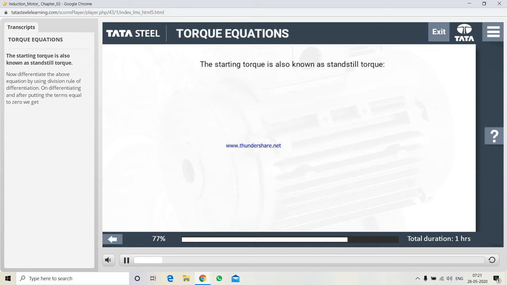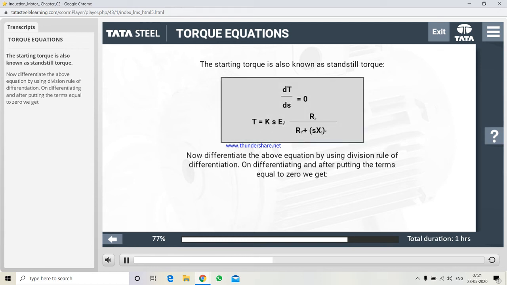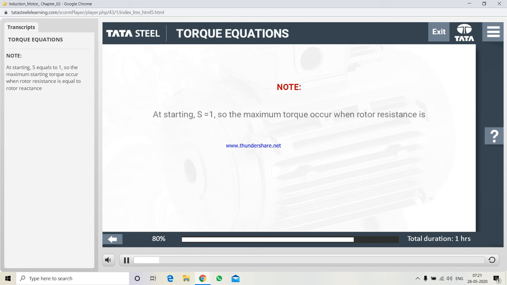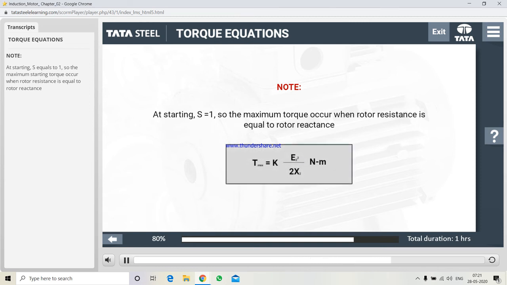The starting torque is also known as standstill torque. Now differentiate the above equation by using the division rule of differentiation. On differentiating and after putting the terms equal to 0, we get the following. Click Next to continue. Note, at starting, s equals 1, so the maximum starting torque occurs when rotor resistance is equal to rotor reactance. Click Next to continue.